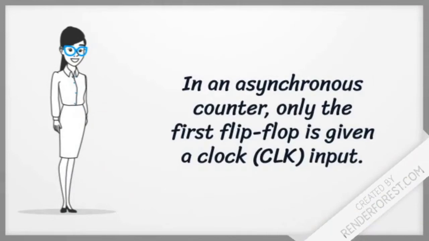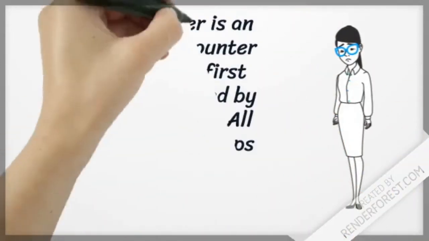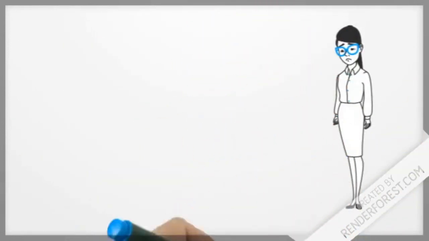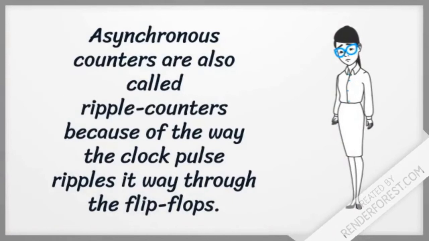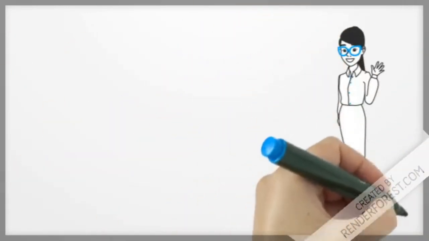There are two types of counter, asynchronous counter and synchronous counter. Asynchronous counter depends upon the clock pulse. Asynchronous counter is also called ripple counter. The first flip-flop is clocked by an external clock. All the subsequent flip-flops are clocked from the previous flip-flops. The asynchronous counter is also called ripple counter because of the way the clock pulse ripples its way through the flip-flops.